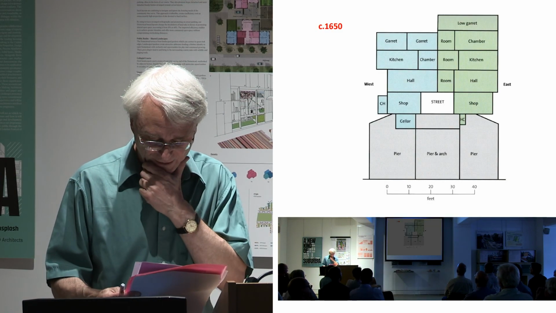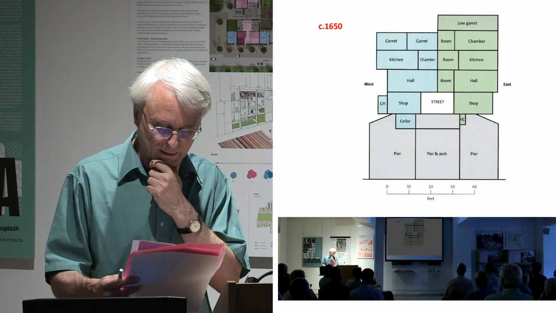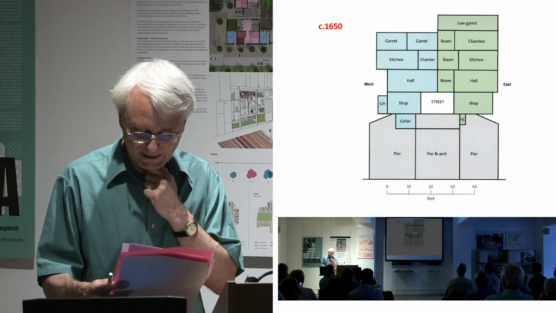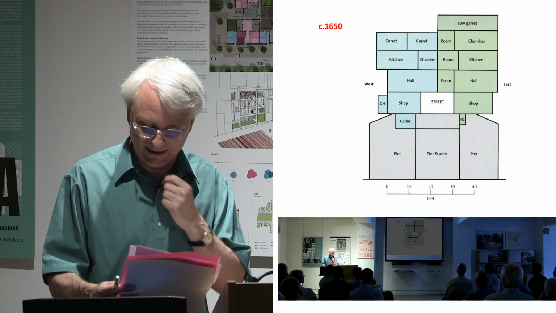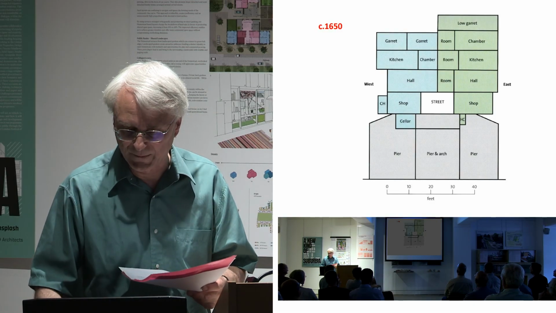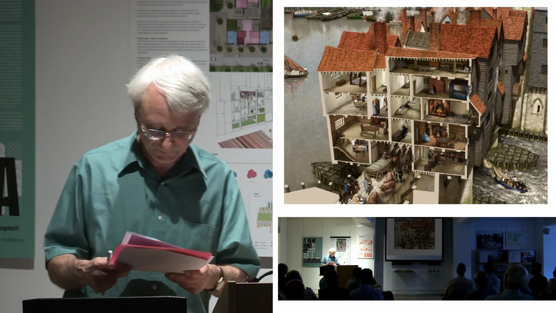As here in about 1650, so you have always a shop on the ground floor, then a hall and possibly a chamber above it, kitchen and chamber above that, and then chambers and garrets, and often also a cellar. Here's the same thing, again turned into a reconstruction drawing.